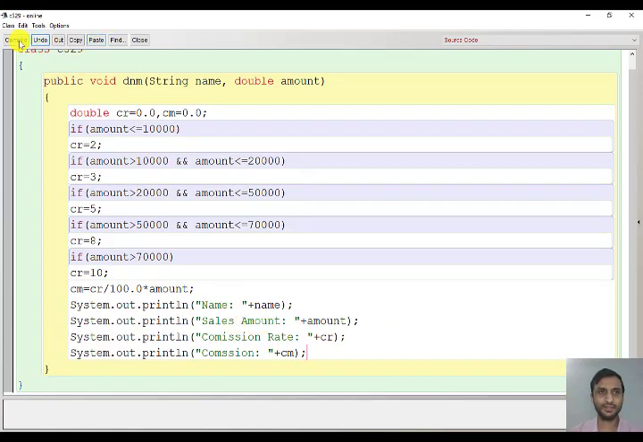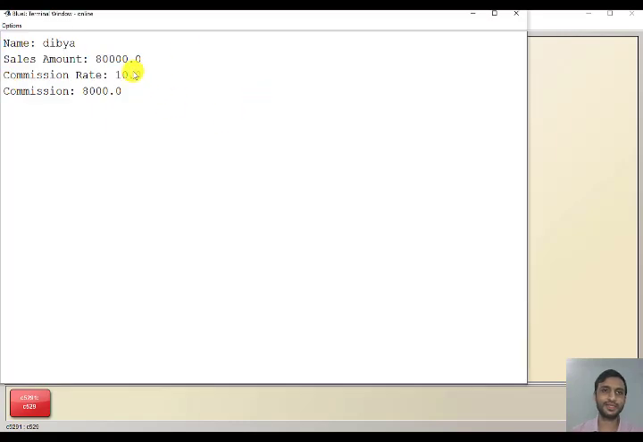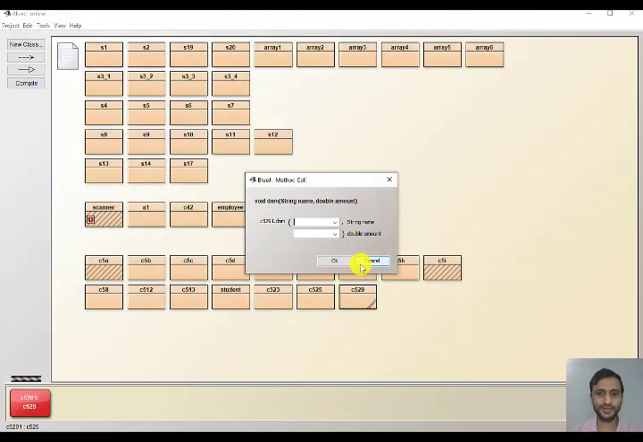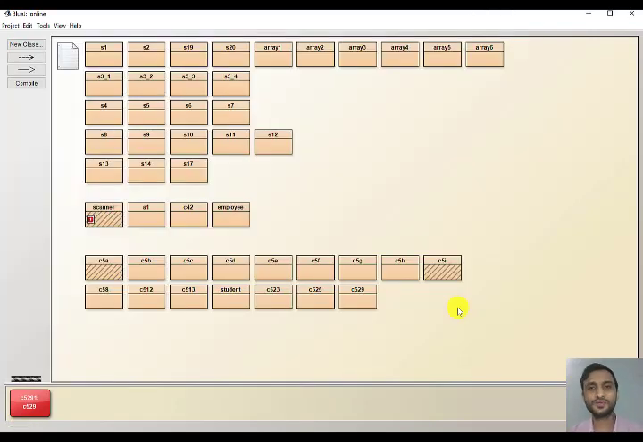Now let us run and check if our program is correct. We'll enter a name and let the sales amount be 80,000, the last one. So commission rate is 10 and commission is 8,000. 10% of 80,000 is 8,000. Similarly, this time I will take 35,000. It is between 20,000 to 50,000. 35,000, 5% of that is 1,750.